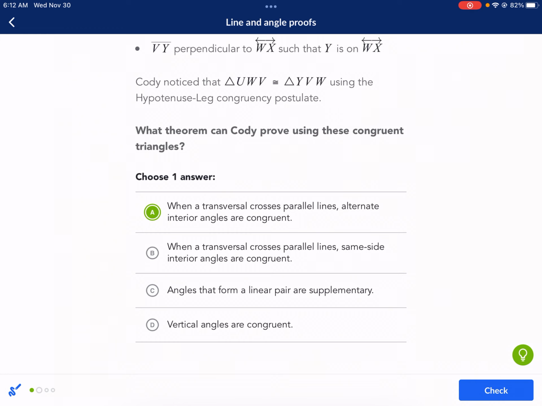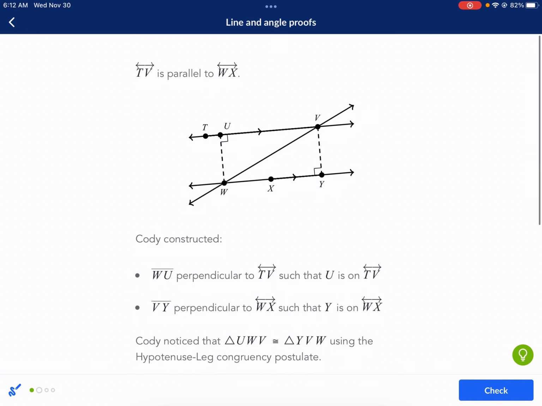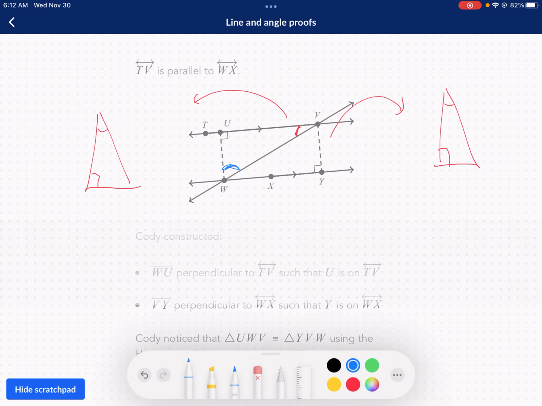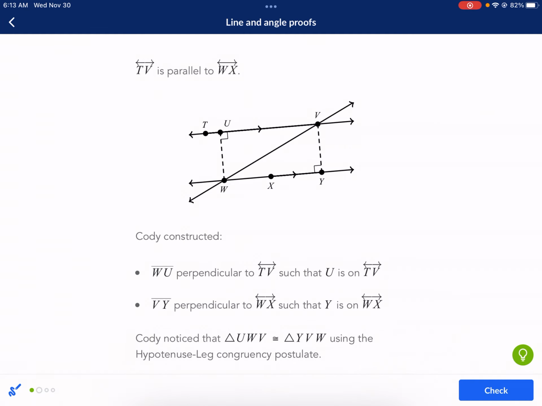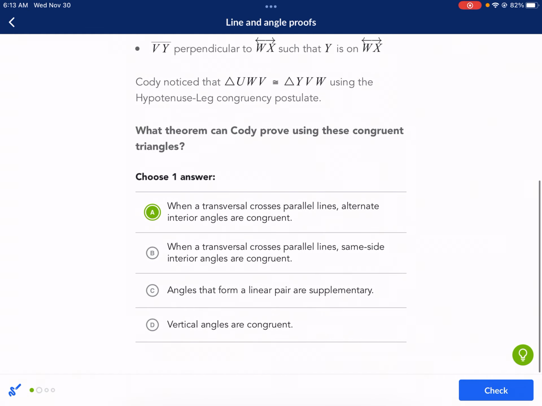That one's out. Angles that form a linear pair are supplementary. That is true, but for this problem, that doesn't really help us. The only angles that would help us for this proof would be, for example, this angle right here, this new angle, and then this one. So that's not at all in the proof because the triangles don't have both those angles present. So it's true, but it doesn't apply to this problem.